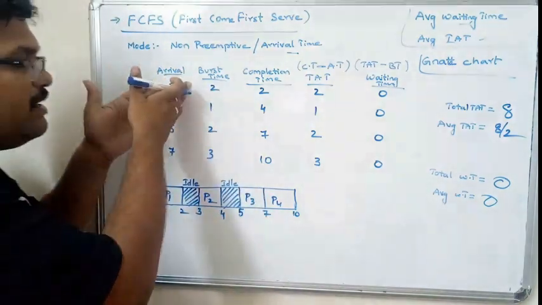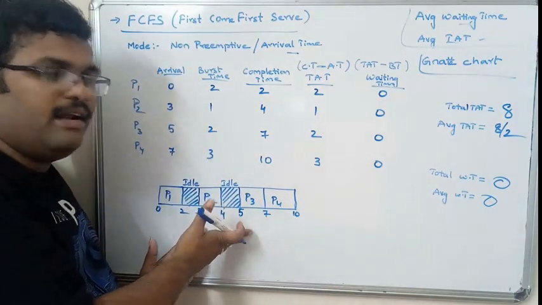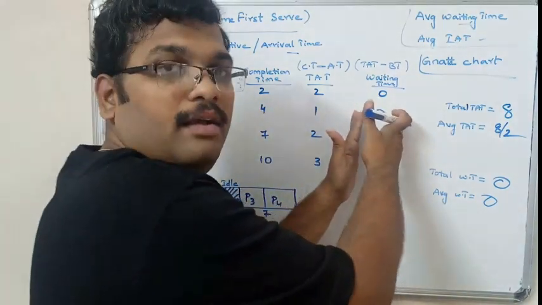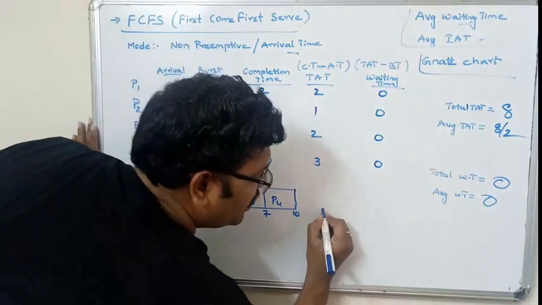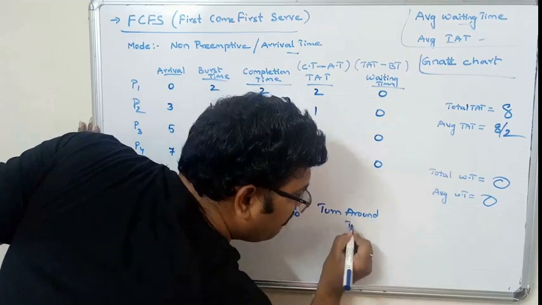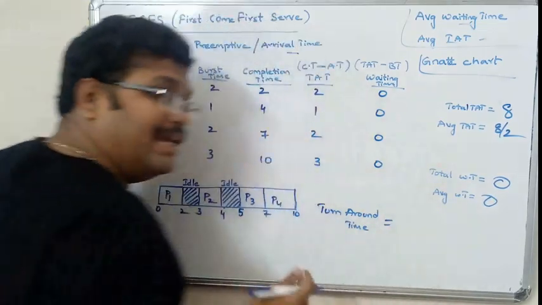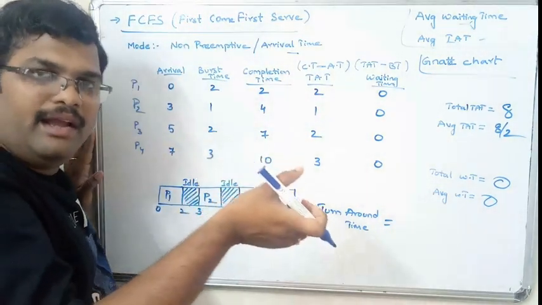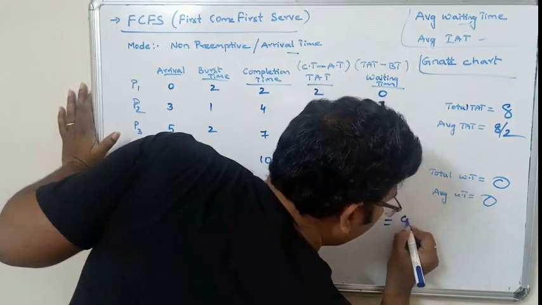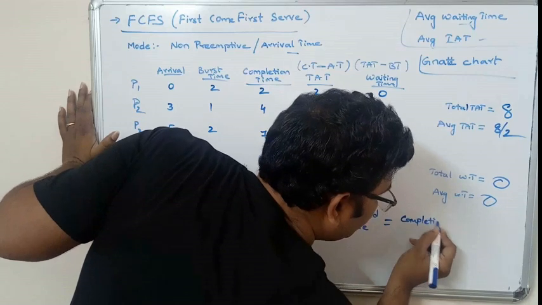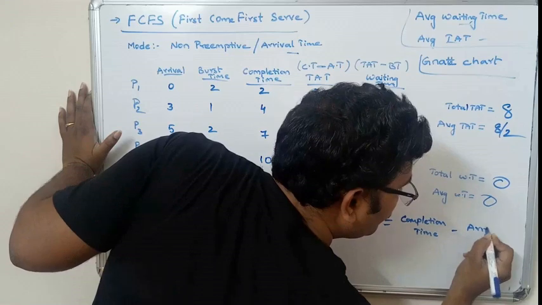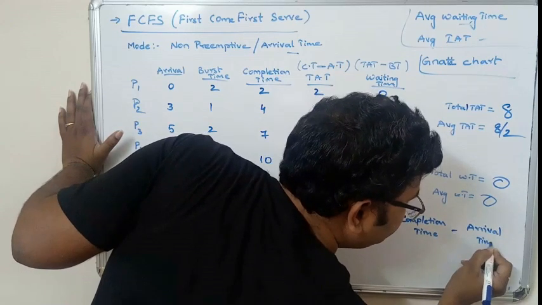So based upon the arrival time, we have to prepare the Gantt chart, and from the Gantt chart we have to write the completion time, turnaround time and waiting time. Turnaround time, I am writing the formula. Turnaround time, as we said, is the time between starting and ending. So completion time minus arrival time.